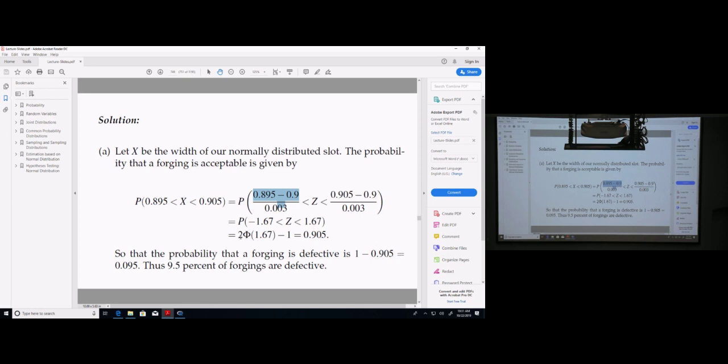Anyway, these are just little things, because the table usually only gives you the positive values, not the negative values. So again, you have to make use of some properties of the normal distribution. Okay, so as a result, close to 10% of castings are defective.